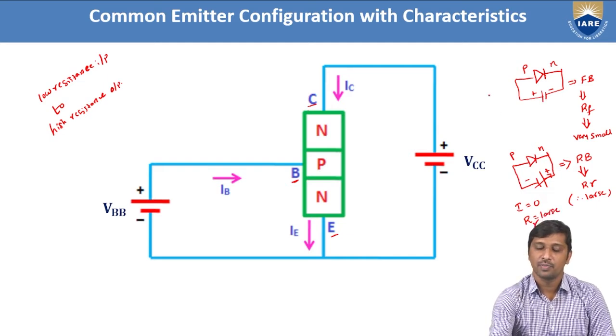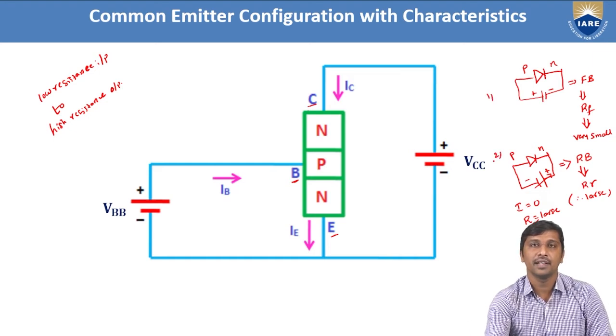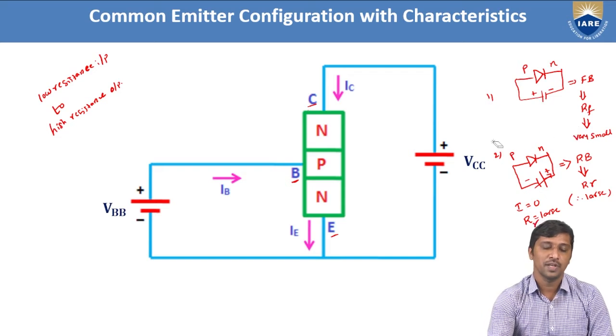So by using these two principles, we need to identify that when the diode acts under the forward bias, it offers very small resistance. If the diode or PN junction is operated under the reverse bias, it offers very large resistance. So by using these two principles, now we are going to make the biasing for this common emitter configuration.